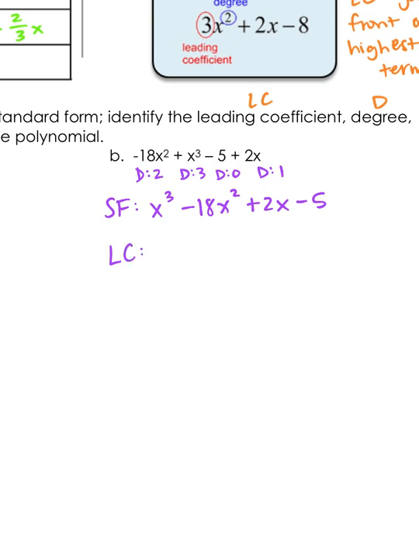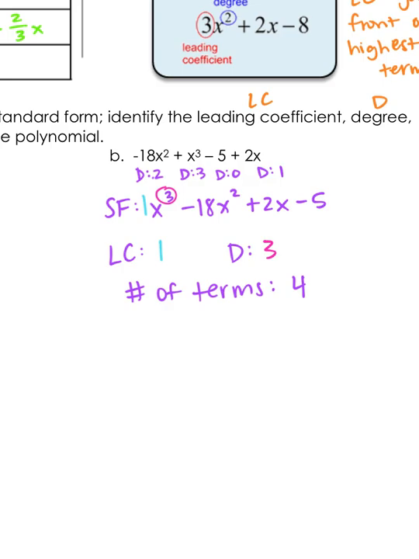My leading coefficient is what comes in front of this term. I don't have anything written. It's an understood 1 out in front. So my leading coefficient is going to be 1. My degree is the exponent that goes with my first term. So in this case, 3. And my number of terms, I've got 1, 2, 3, 4. So I have 4 terms.